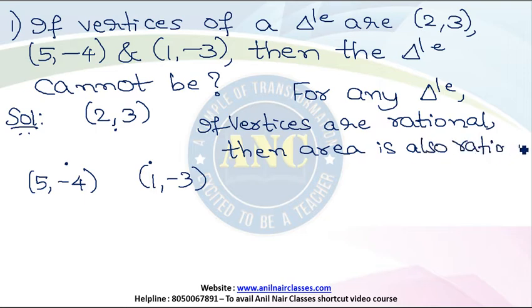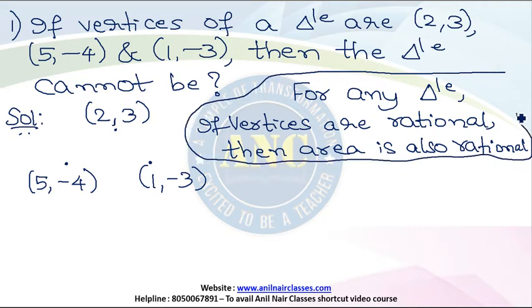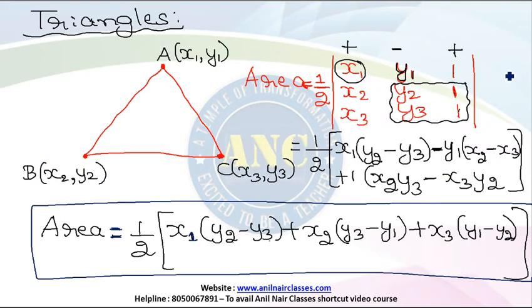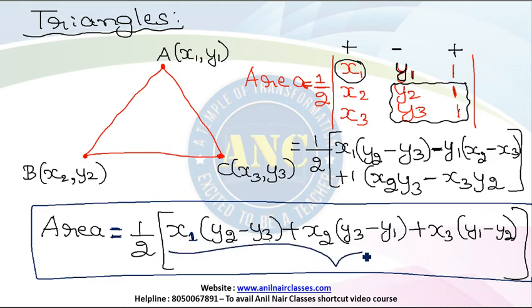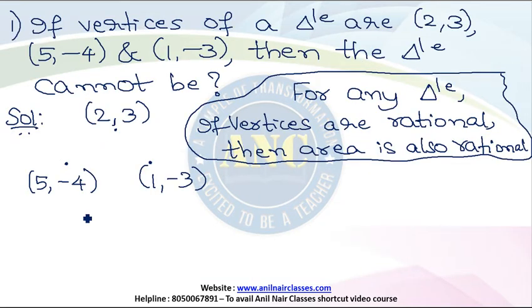Sir, how can you prove that? If the vertices are rational numbers, the area will also be a rational number. I just now showed you, right, sir? In this area formula, substitute the x1, x2, x3, y1, y2, y3 values. What are the values given in this question? 2, 3, 5, minus 4, 1, minus 3. All these are rational numbers. If I substitute those rational numbers in this place, will the area be an irrational number? No, it will not have a square root term. The area also will be some rational number itself. But think a little logically, sir.